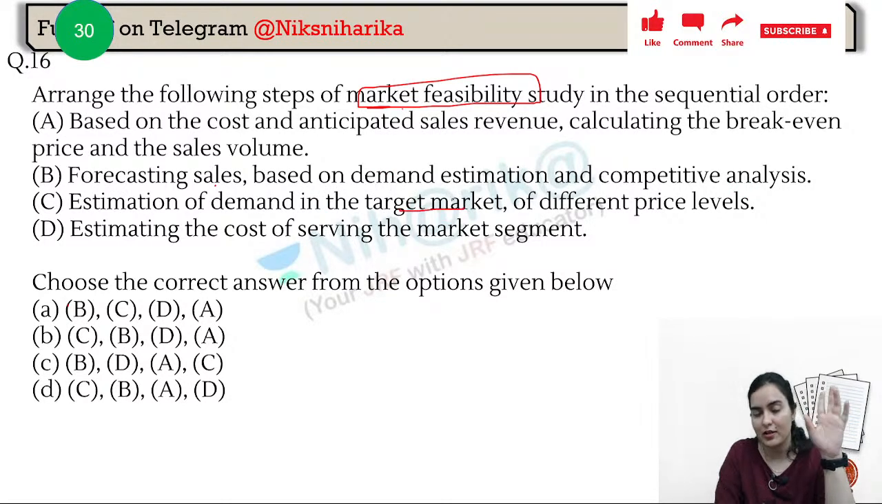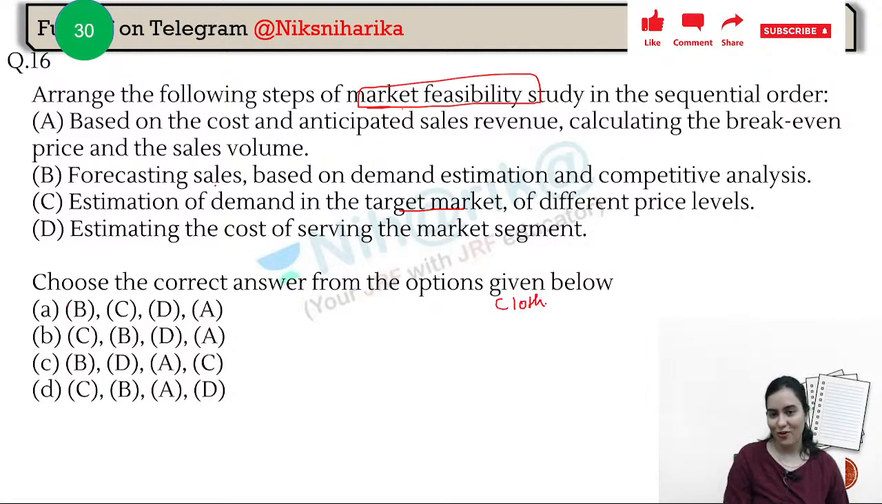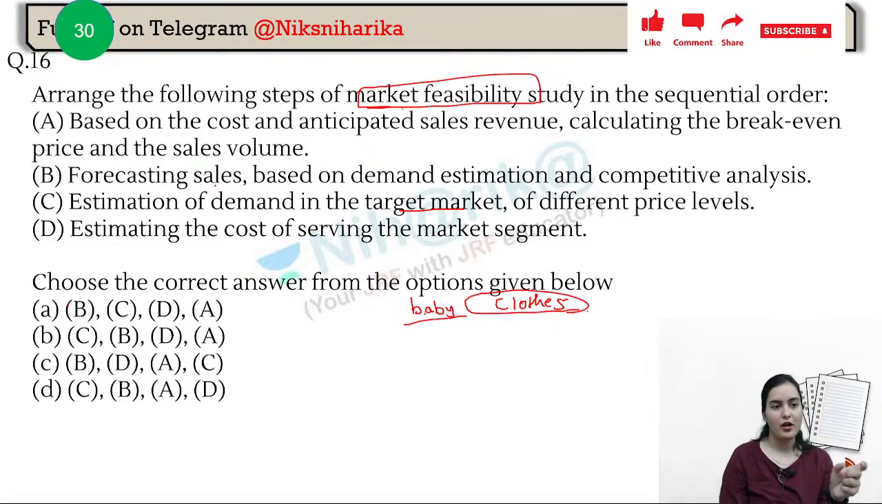in the target market. See, suppose Twinkle, you are trying to sell some clothes. Okay, now, which is your target market? Baby clothes. Either girls clothes or boys clothes or baby clothes, or old people clothes, or new fashion clothes or retro fashion clothes. So let's take either baby clothes or retro fashion clothes.